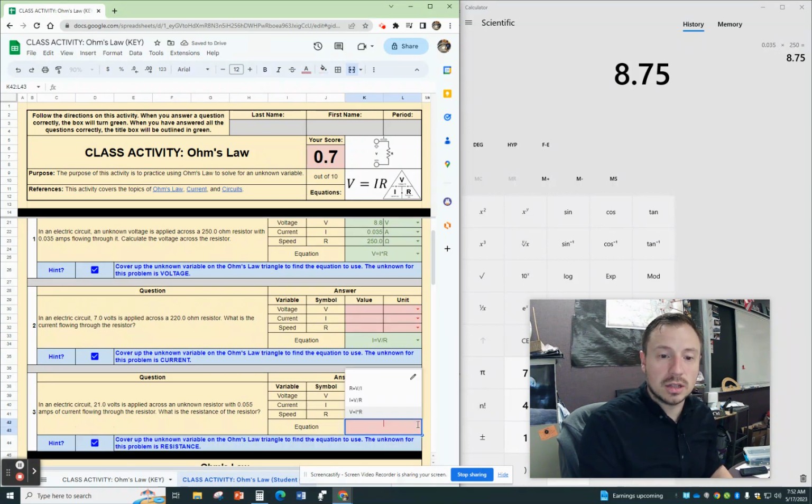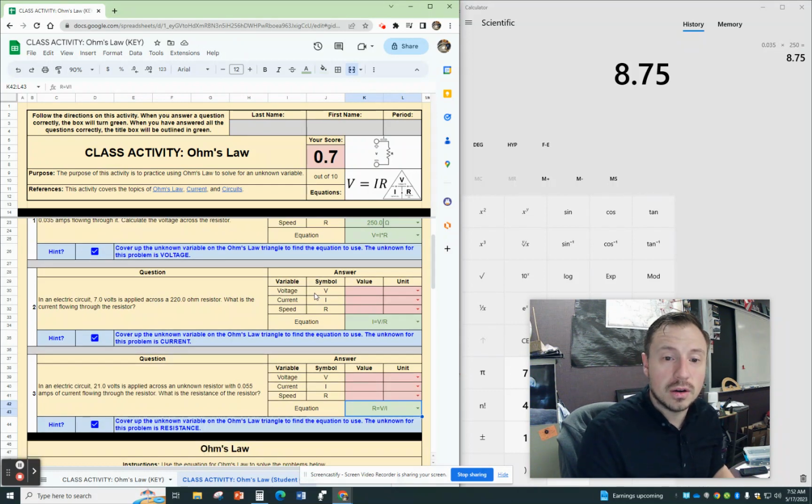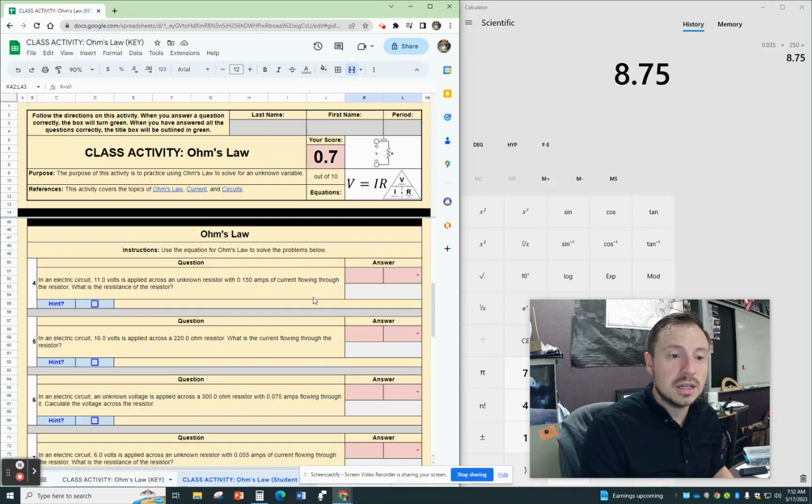So I come in here and I look for the equation for the resistance. If I cover that up on the triangle, it's voltage divided by current. So you do that same process, just looking for different variables: plug in the known, and then solve for the unknown. Then there are several problems down here where you have to decide what this problem is looking for. The hint will always give you the unknown, right?